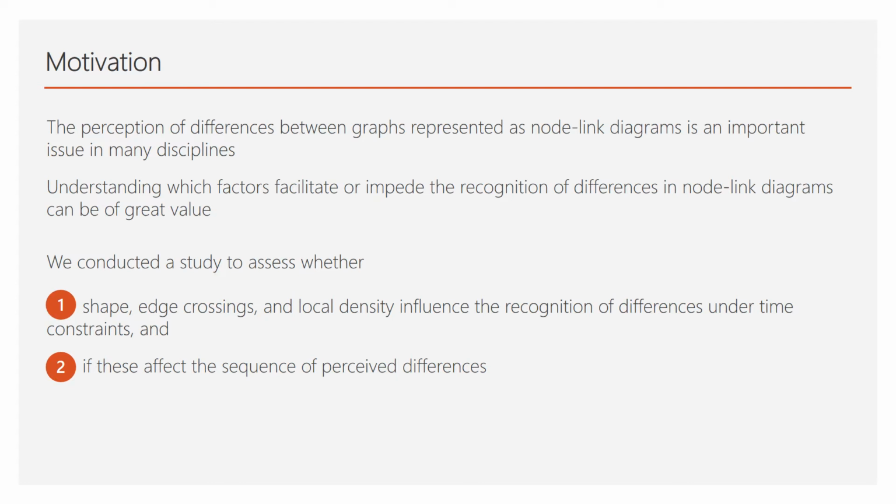To contribute to this line of research, we conducted a study to explore how changes in shape, that is in the silhouette of the graph, edge crossings and local density affect the recognition of edited nodes and edges under time constraints. Secondly, we explored if these factors also influence the order in which the differences are perceived.